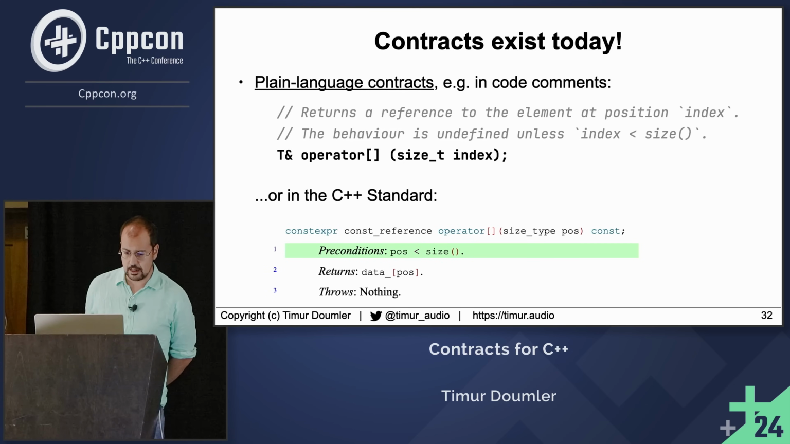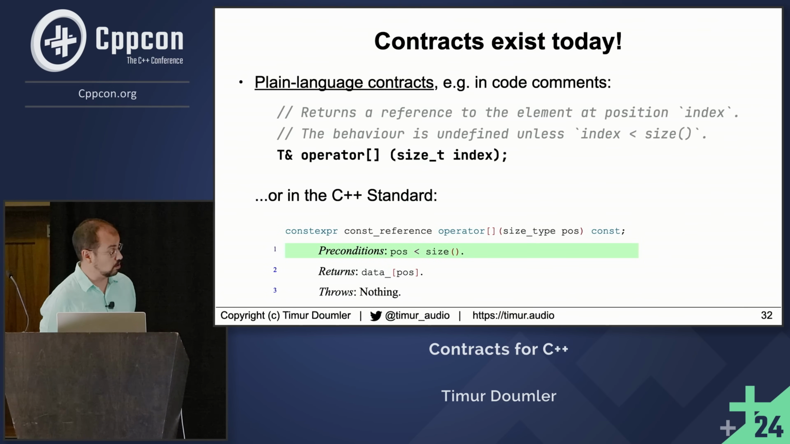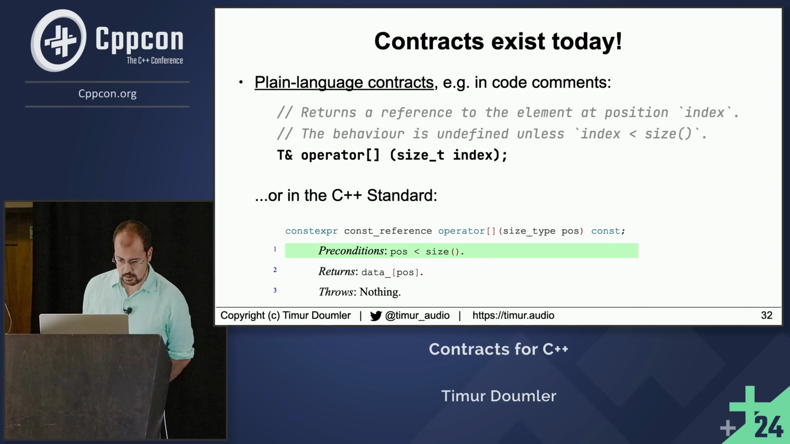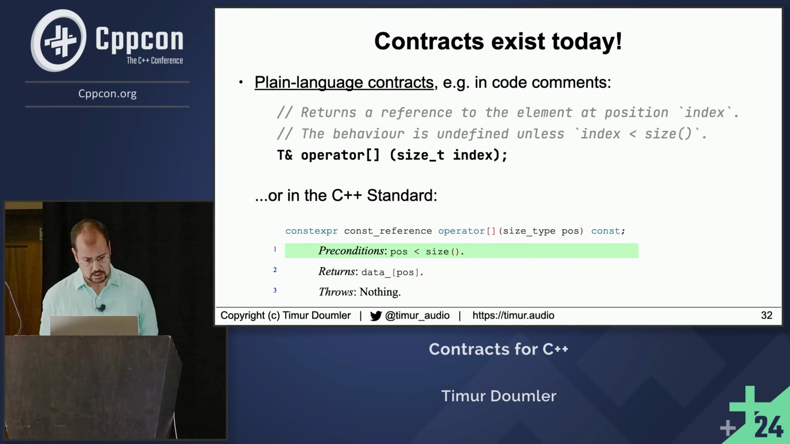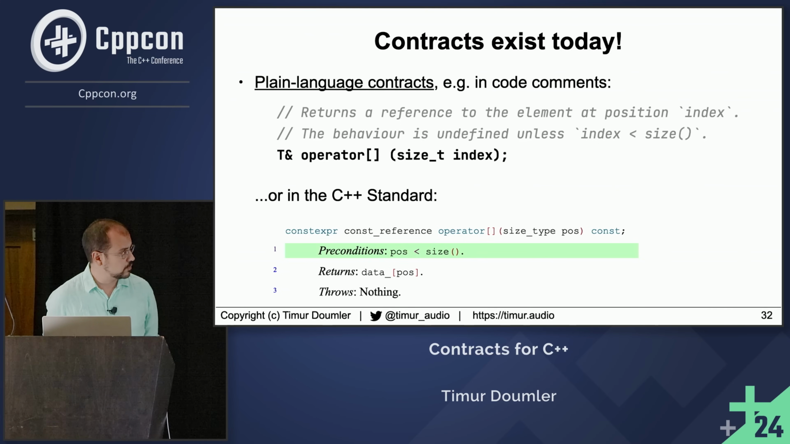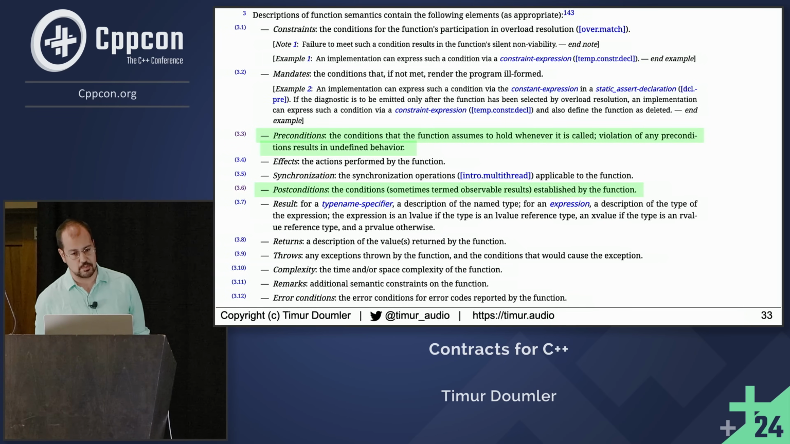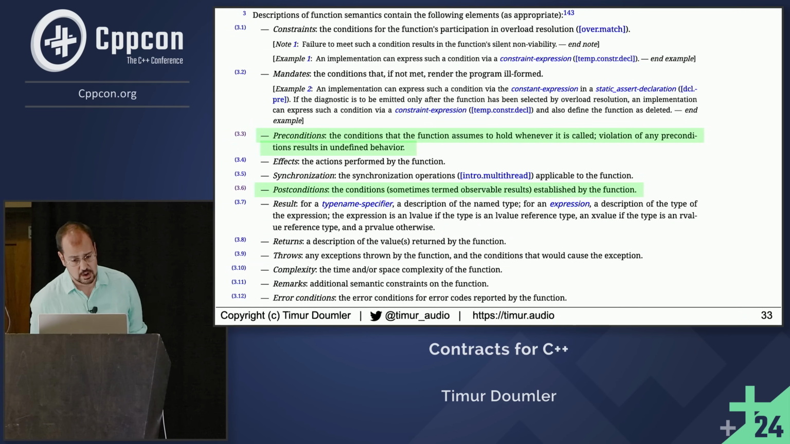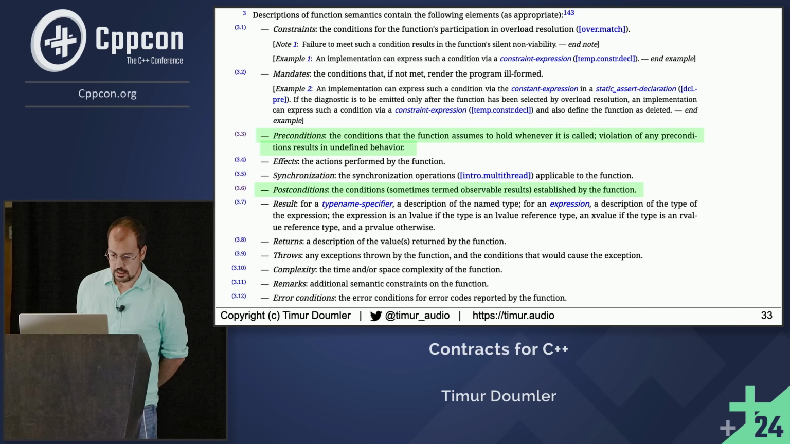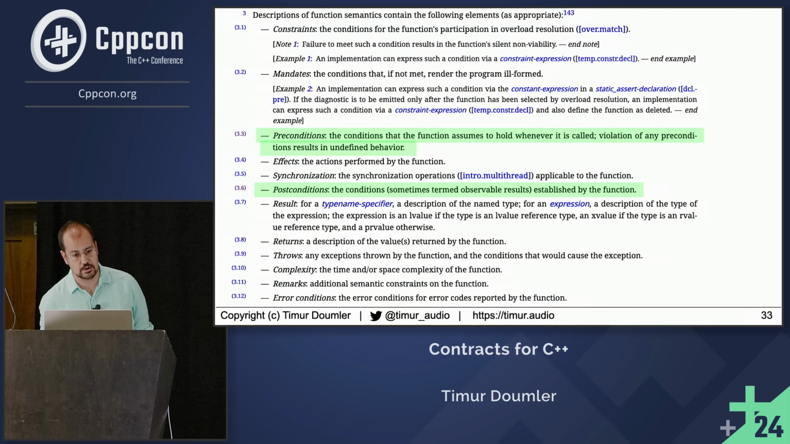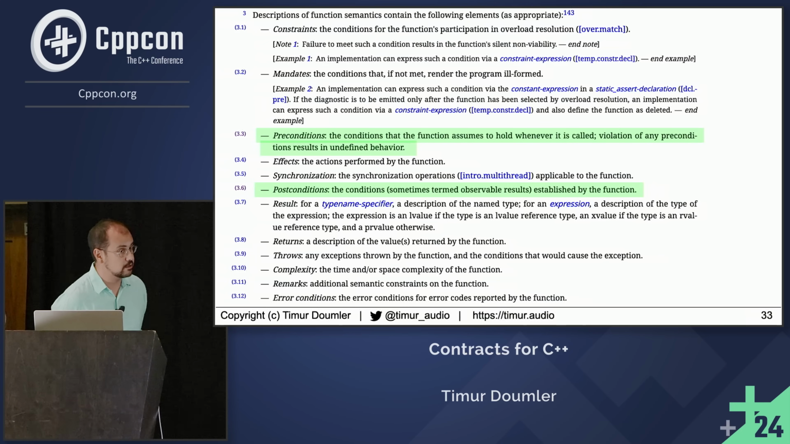The C++ standard itself is also full of preconditions and postconditions. Contracts, for example, this is the specification of the same function for a vector, I believe, or array in the C++ standard. The standard also explains what a precondition and a postcondition is. It says, for example, preconditions in the standard are the conditions that the function assumes to hold whenever it is called. Violation of any precondition results in undefined behavior.